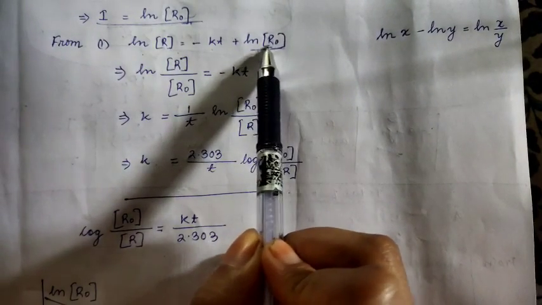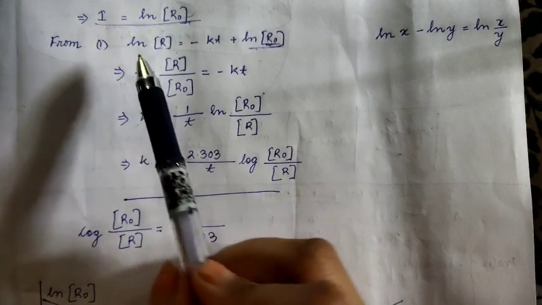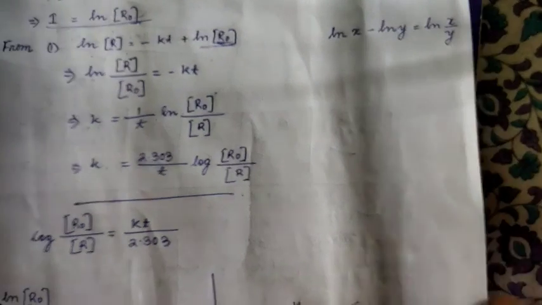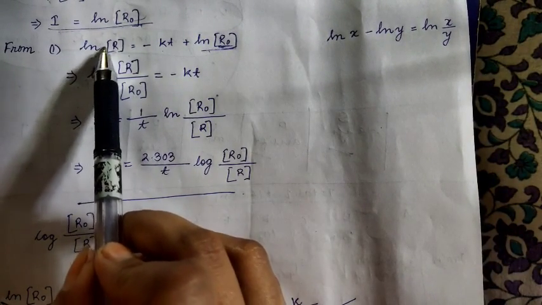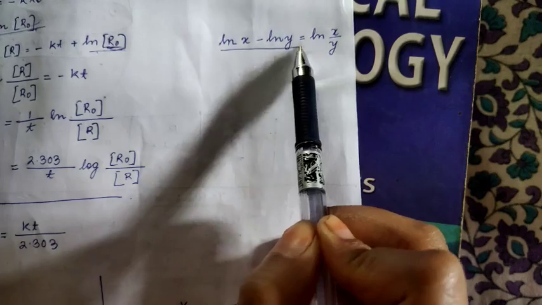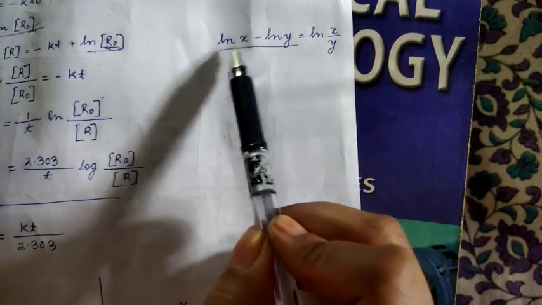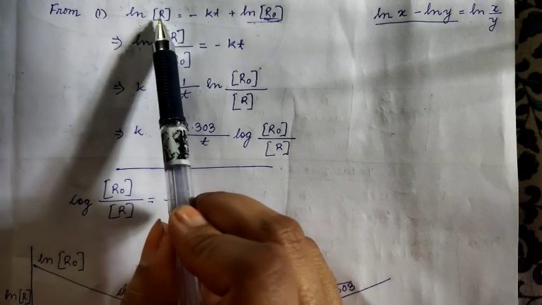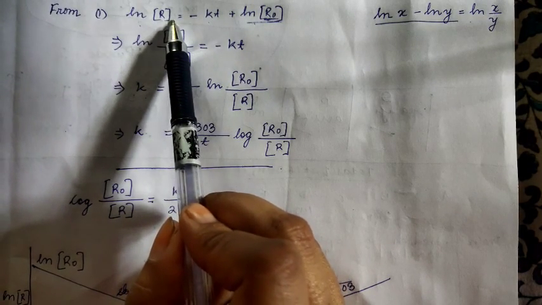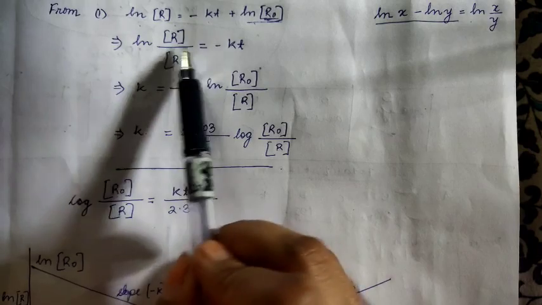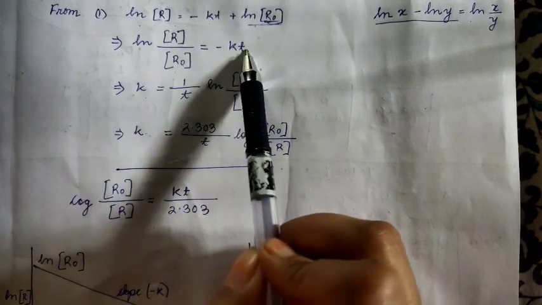Next you bring the R naught to this side. It is similar to log. The functions of ln, natural logs, are similar to log whose base is 10, and for this the base is e. Small e. So the formula ln x minus ln y is equal to ln x by y, just as log x minus log y is equal to log x by y. If you bring this to this side, it becomes ln concentration of R minus ln concentration of R naught. So ultimately you will get ln of concentration of R divided by concentration of R naught equal to minus kt.